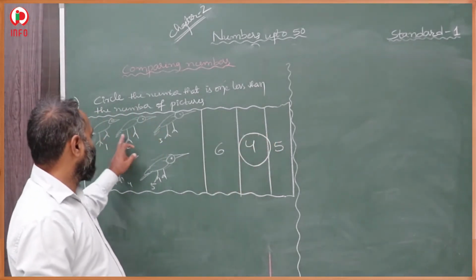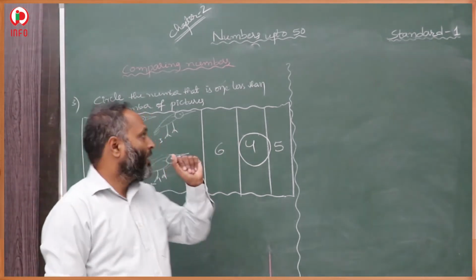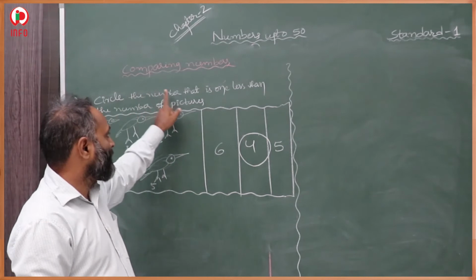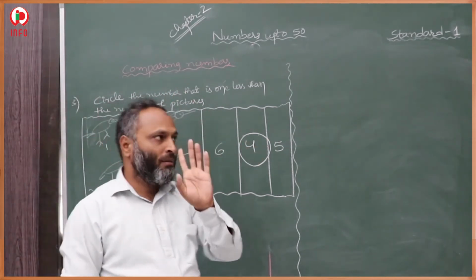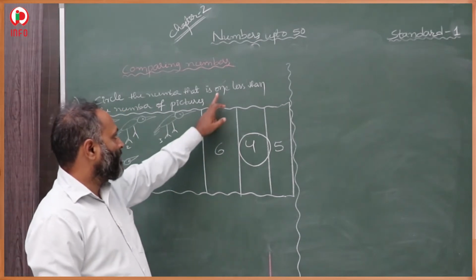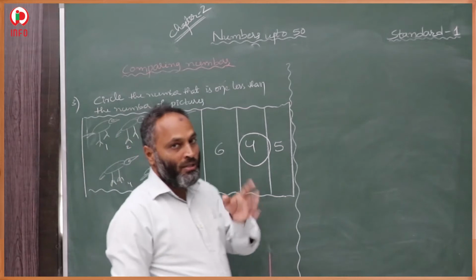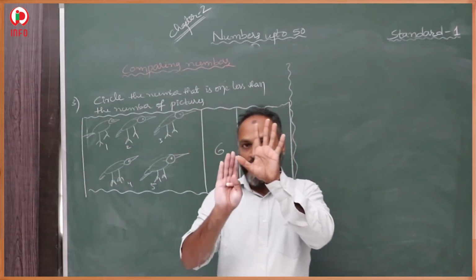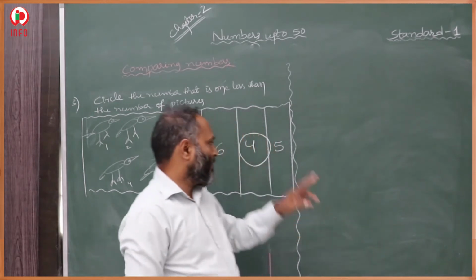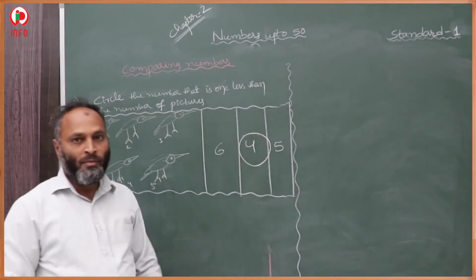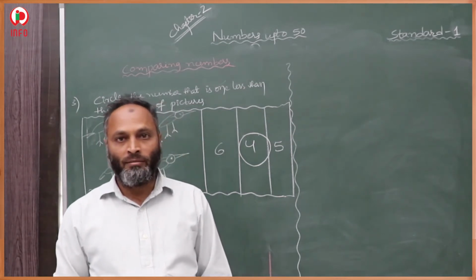Here 1, 2, 3, 4, 5 birds were given. Total 5 birds were given. So in these 3 numbers we have to circle one number. That number is 1 less than the number of pictures. In the picture total 5 birds were there. 1 less means we have to take away 1. Then 4 is left. That number 4 we have to circle. The next question is a similar question. That is a home assignment.